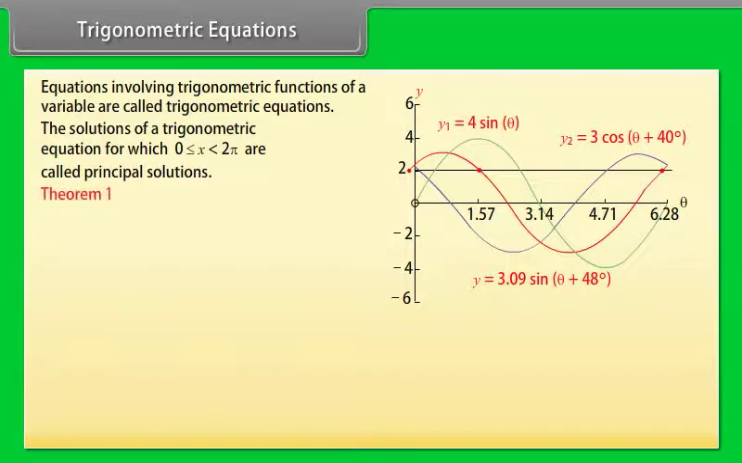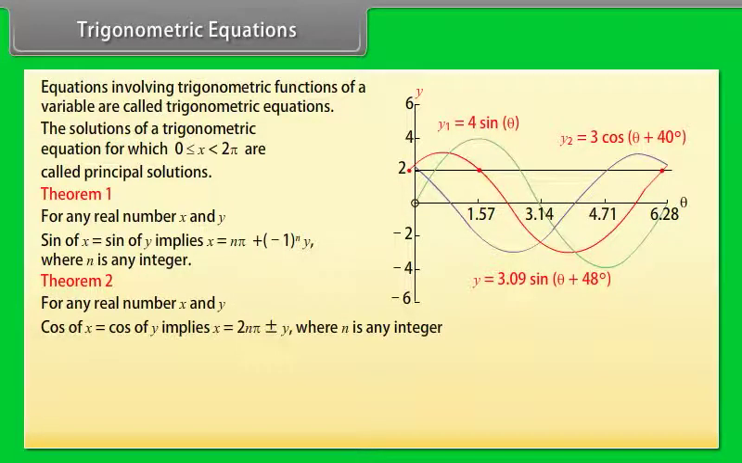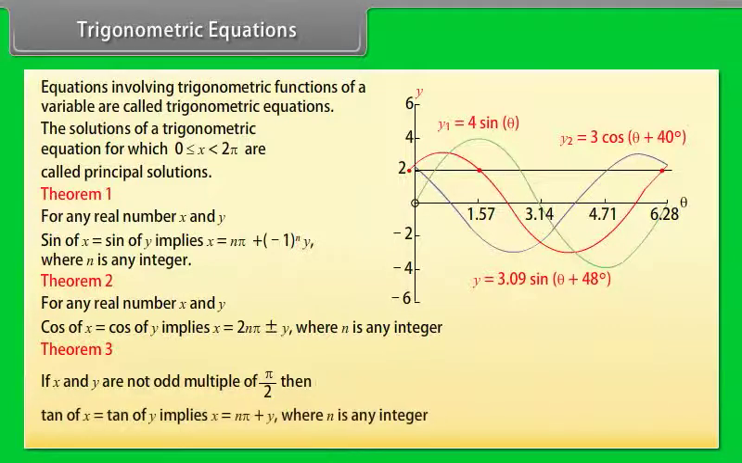Theorem 1. For any real numbers x and y, sine of x is equal to sine of y implies x is equal to n pi plus minus 1 raised to the power n into y, where n is any integer. Theorem 2. For any real numbers x and y, cos of x is equal to cos of y implies x is equal to 2n pi plus or minus y, where n is any integer. Theorem 3. If x and y are not odd multiples of pi by 2, then tan of x is equal to tan of y implies x is equal to n pi plus y, where n is any integer.